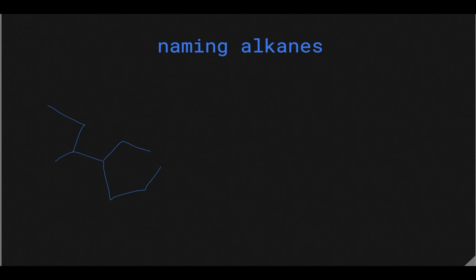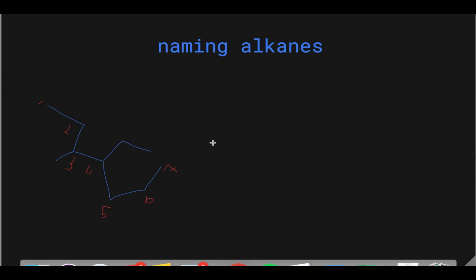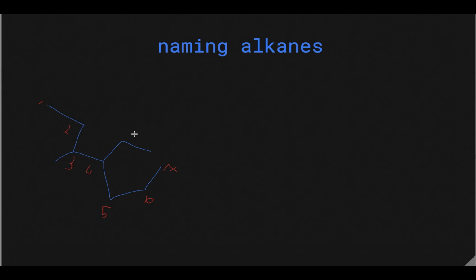So let's go ahead and number our chain. Okay, so the correct way to number this is 1, 2, 3, 4, 5, 6, 7, just like so. Okay, next we're going to move on to circling our substituents. So this right here is a substituent, and this right here is our substituent, and they should be at their lowest numbers, 3 and 4.